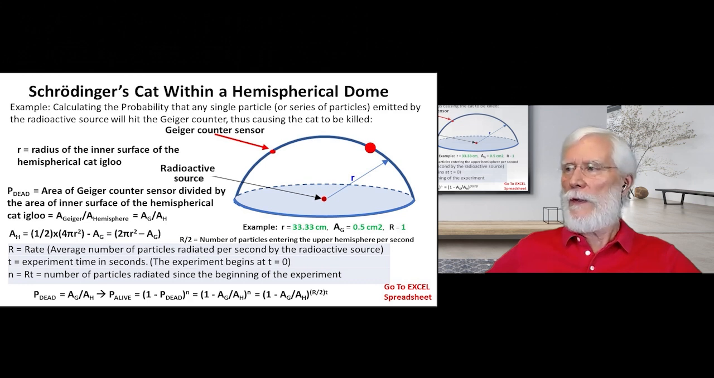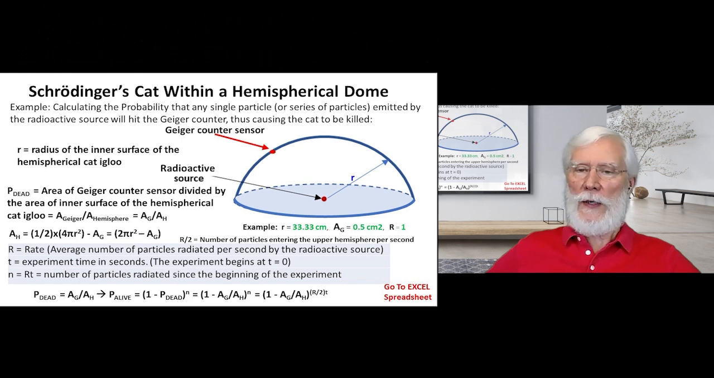No poison is dumped into the cat house. All right, so here are the probabilities. The probability of a dead cat is basically the area of this Geiger counter divided by the area of this hemisphere, right? That's the probability that a particle coming out randomly is going to hit somewhere.